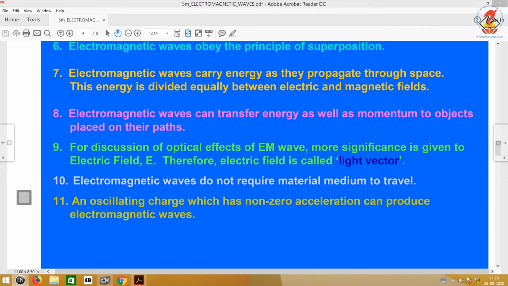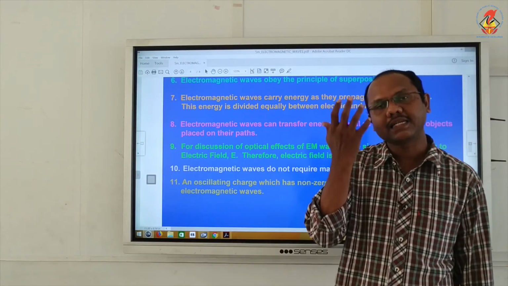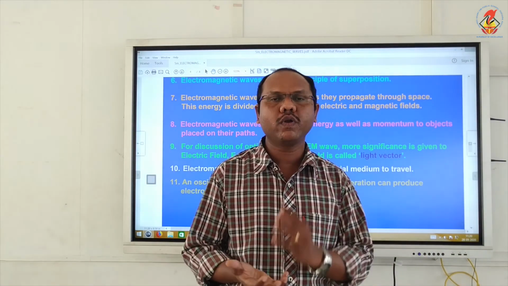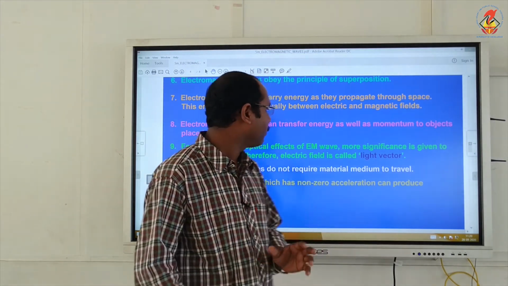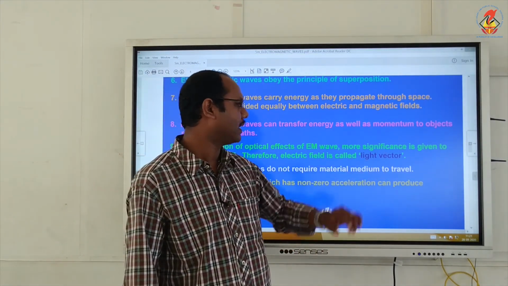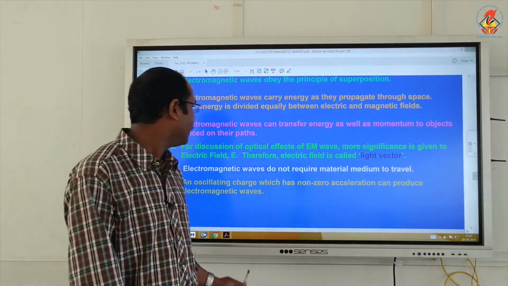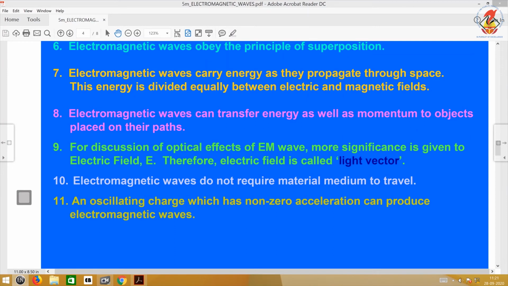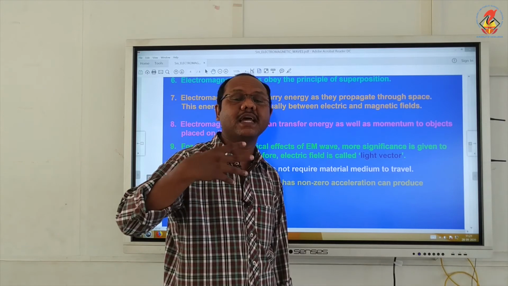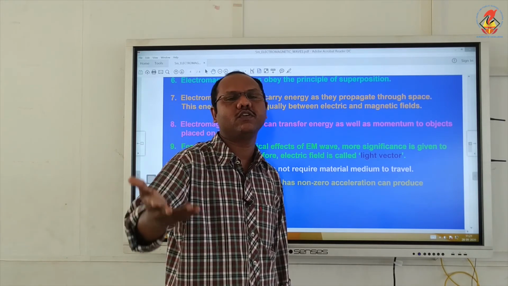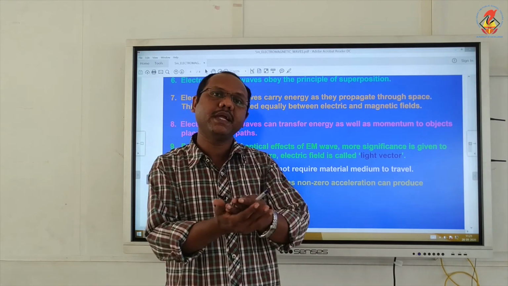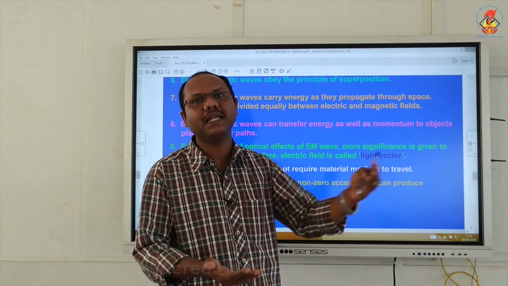For the discussion of optical effects of the electromagnetic wave, more significance is given to the electric field. Therefore, the electric field is called the light vector. The electric field has more amplitude than the magnetic field. Therefore, we say the electric field is the light vector. And the electromagnetic wave does not require any material medium to travel, that we already discussed. The wave can travel through space and the speed is 3 into 10 raised to 8 meter per second. What happens if there is a medium? Still they will travel, but their speed decreases.